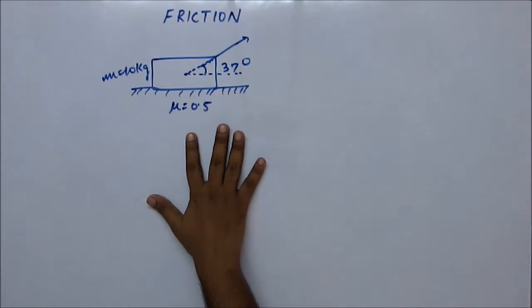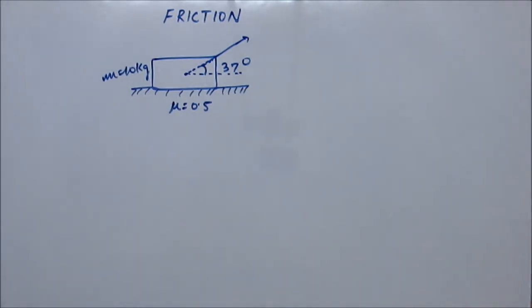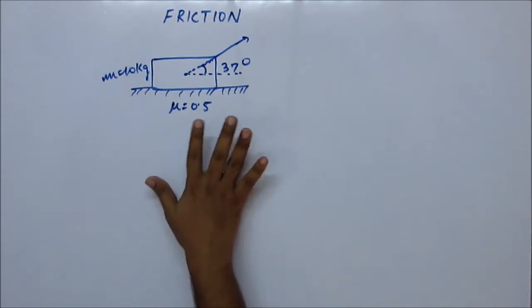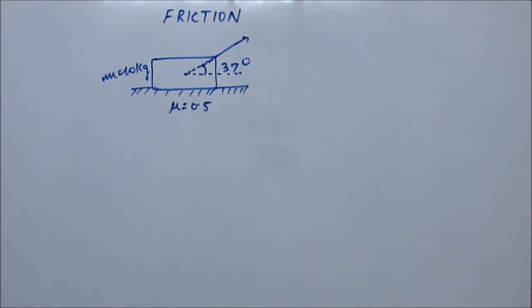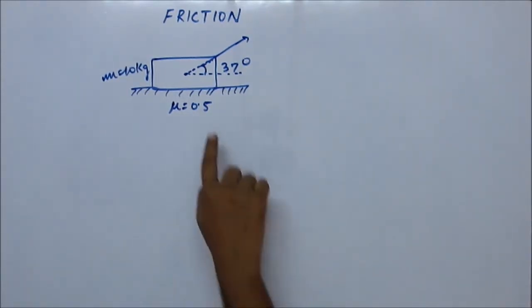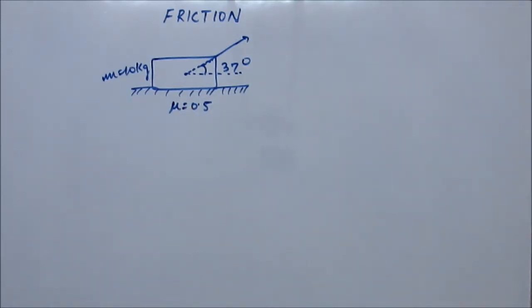So in this problem, it has been given that a block is resting on a rough surface, coefficient of friction is 0.5, the mass of the block is 10 kg, and a force is acting on the block at an angle of 37 degrees with the horizontal. Now the question is whether the block would slide on the ground or the block will be lifted up. Which one will happen first?